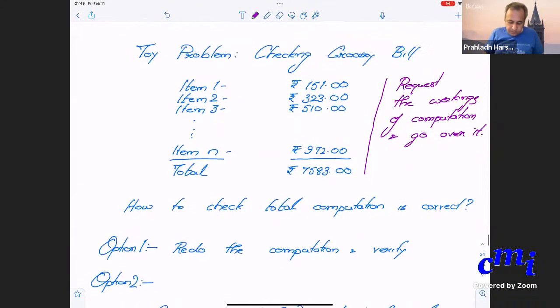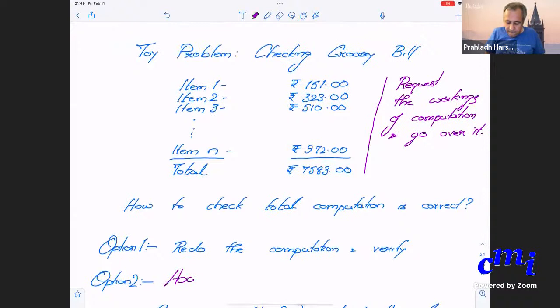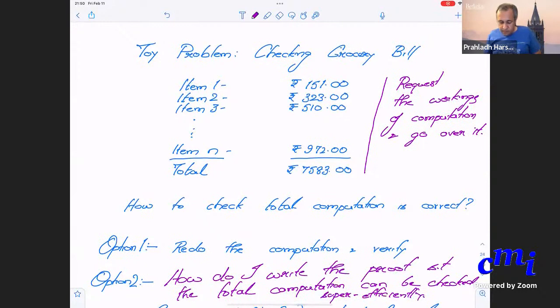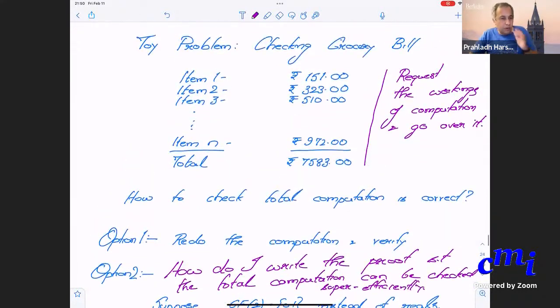So the question now comes to, how do I write the proof such that the total computation can be checked super efficiently? That is what I want to do.